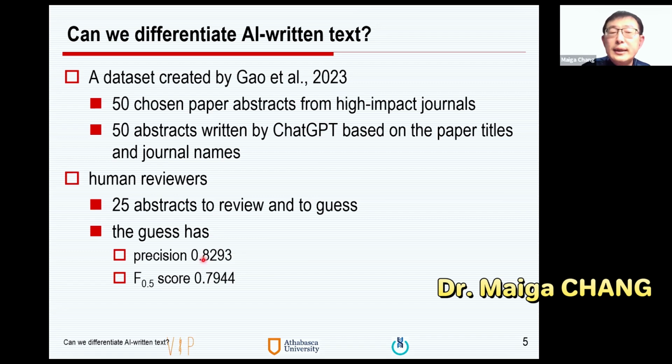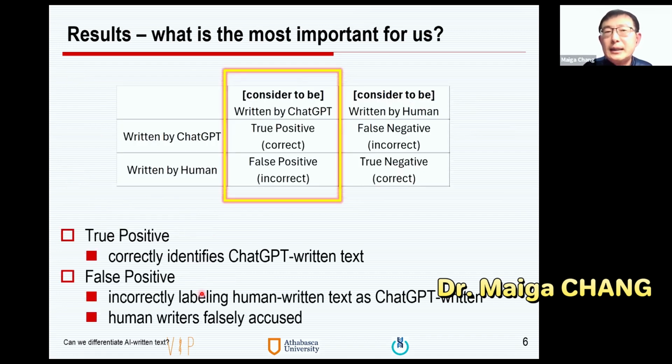In that case, they only got 82.93% in terms of precision rate, and that is about 79% F0.5 score. So what does that mean? When we have some kind of guess, for example, you have a piece of work that is really done by ChatGPT. Your system, or you as a human, predict this is done by ChatGPT, then that is a true positive, a correct answer. On the other hand, if you see an abstract that is done by a human, but you say, no, I think this is done by ChatGPT, then that is a false positive.